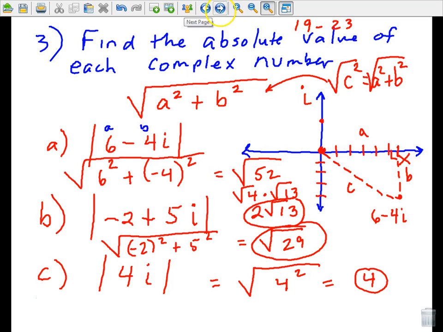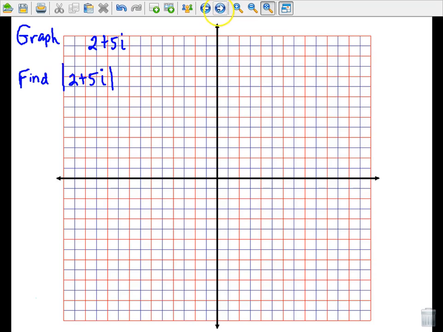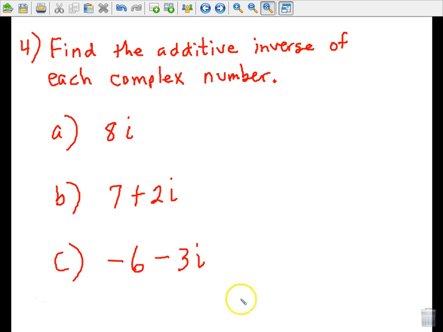All right. Let's see. We've already done graphing. I think you get graphing. Okay, let's talk about the additive inverse. And you're going to do this on 24 through 28. And these will probably take you about 30 seconds total.